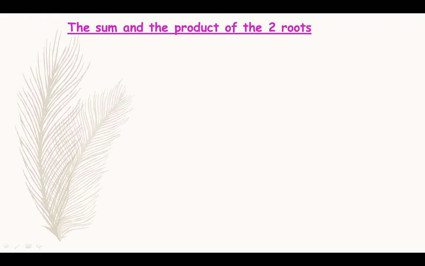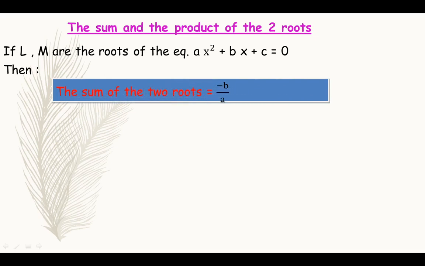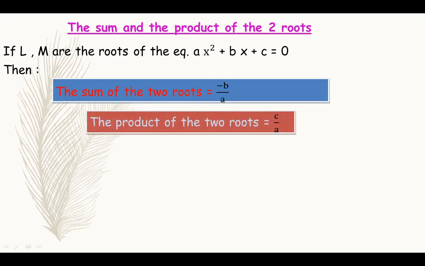The sum and the product of the two roots of the quadratic equation. If L and M are the roots of the equation ax power of 2 plus bx plus c equals 0, then the sum of the two roots is given by the rule negative b over a. The product of the two roots of the quadratic equation is given by the rule c over a.